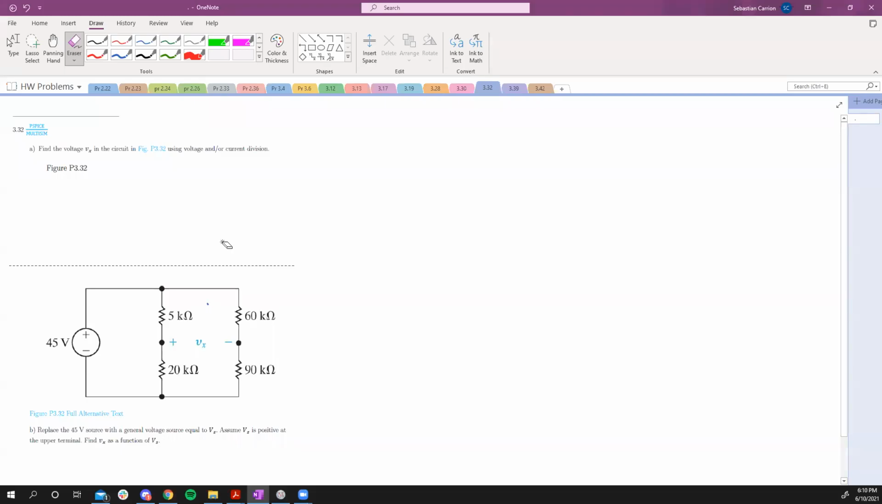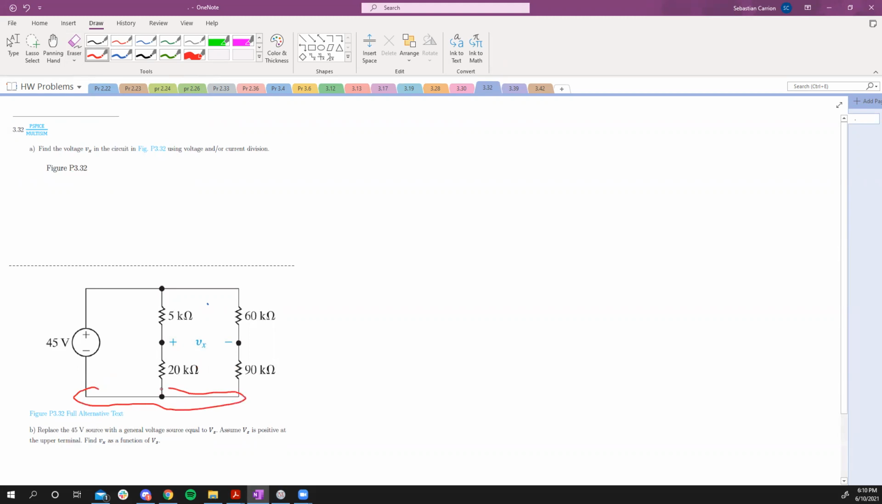Okay, so problem 3.32 says find voltage Vx for part A, and then it says to replace the source with just the general Vs, and then we want to find Vx as a function of Vs. So let's go ahead and do the first part, and I'm going to use a universal method on this part.